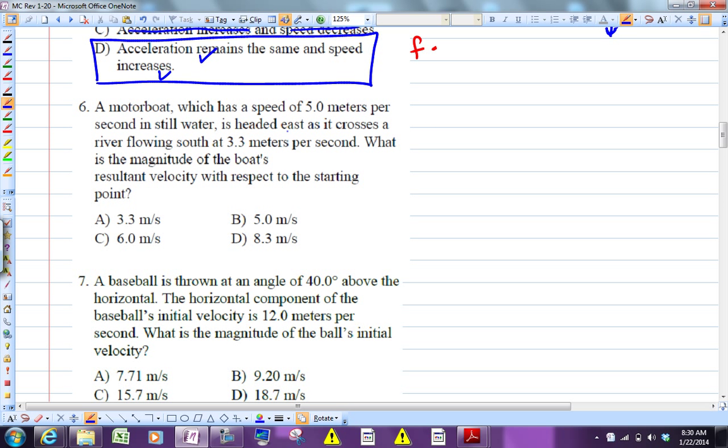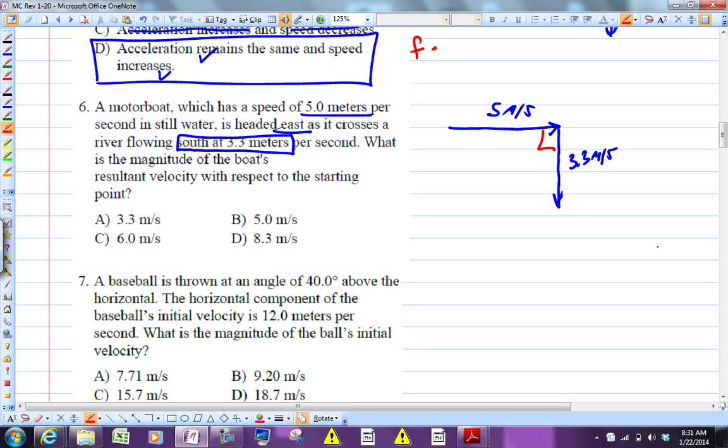You have a 5 meter per second east, the direction matters that the boat's traveling, so 5 meters per second east. And what I'm doing here is called the head to tail method. I'm going to draw the tail of the second vector at the head of the first vector. And the second vector is going south at 3.3 meters per second. So this is 3.3 meters per second.